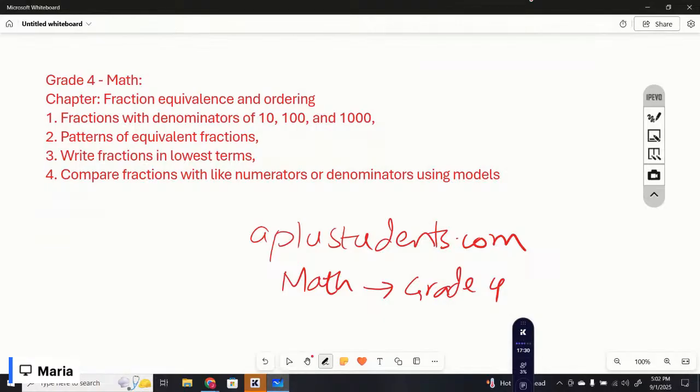We're going to start with the chapter fractions, equivalence, and ordering. The lessons we're going to cover today are fractions with denominator of 10, 100, and 1000, patterns of equivalent fractions, write fractions in lowest terms, compare fractions with numerators and denominators using models. So please make sure you have your notebook and pencil so that you can note down the important examples and definitions as well.